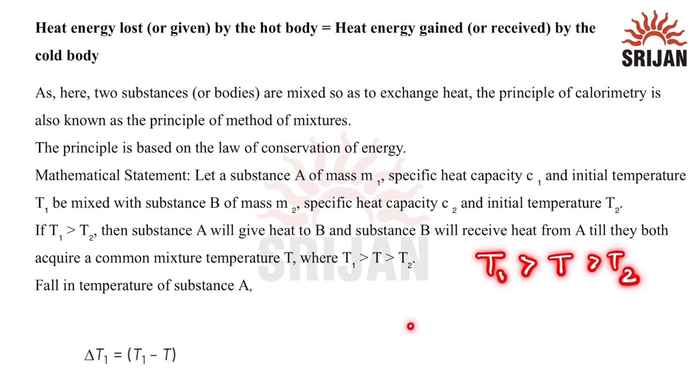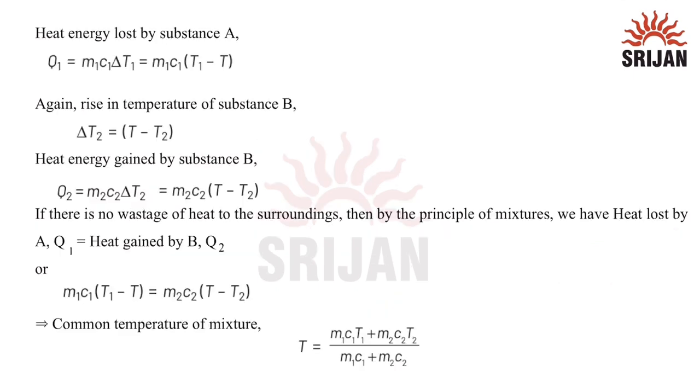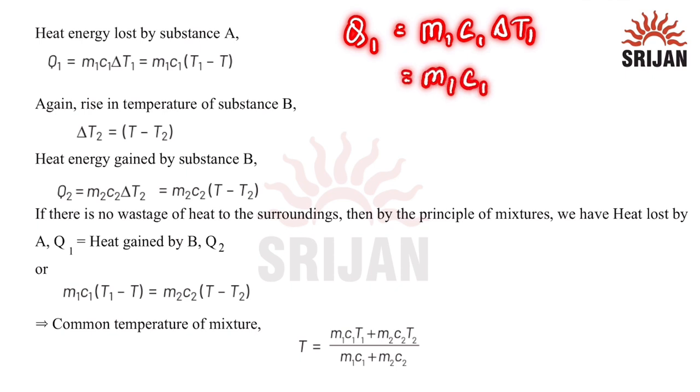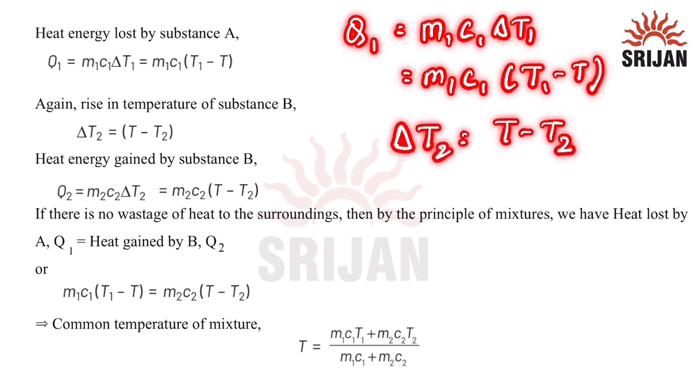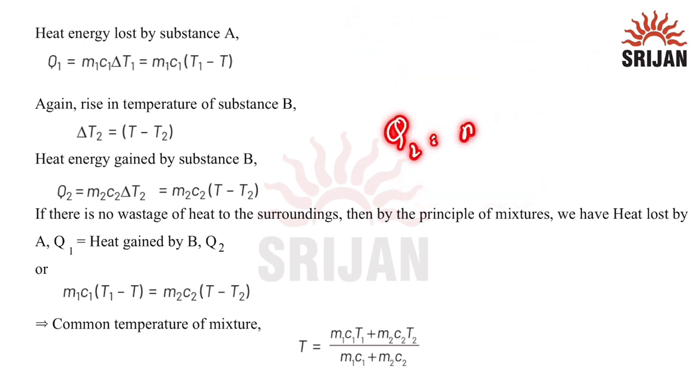It is logical. So for the fall in temperature of A, delta T1 will be equal to T1 minus T. Now, the heat energy lost by substance A, that is Q1, would be equal to M1 C1 delta T1, or M1 C1 (T1 minus T). Again, the rise in temperature of substance B, that is delta T2, would be equal to T minus T2. So the heat gained by substance B, that is Q2, would be equal to M2 C2 delta T2, that is equal to M2 C2 (T minus T2).